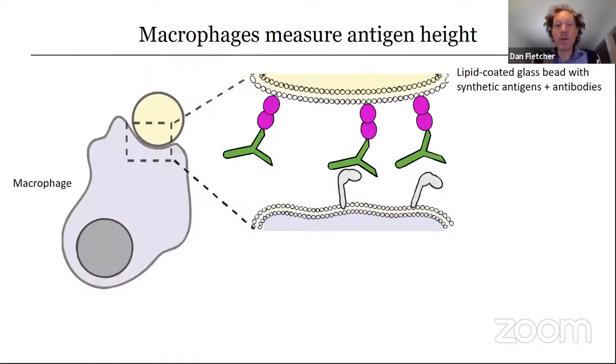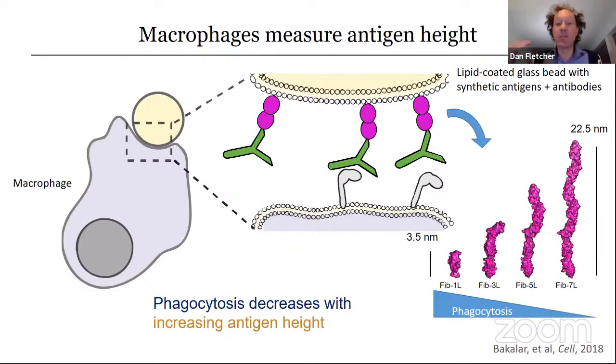The way we explored it was using a hybrid semi-synthetic system, one in which we had total control over the targets. So we made a glass bead, coated it with a lipid bilayer, engineered proteins of different heights, all with an epitope at the end that we could attach the same exact antibody to. So a macrophage was seeing one antibody, but that antibody was presented at different heights above the surface of this particle, simply because we engineered proteins, fibronectin domain repeats, that extended the antibody different sizes from the surface.